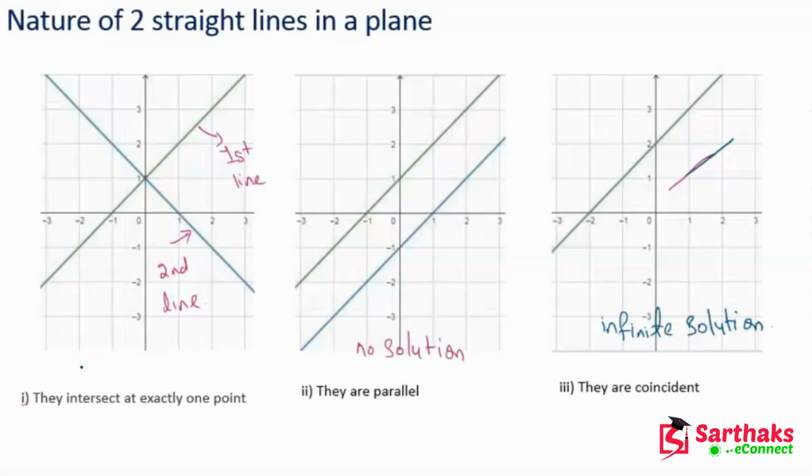So in the first case there is exactly one solution. In the second case there is no solution because they are not intersecting. And in the third case they coincide, meaning there are infinite solutions because they are coinciding like this. So there are a lot of solutions. This is the nature of two straight lines: they may intersect at one point, they may be parallel, meaning there is no intersecting point, or they may coincide. I hope you get this point. Now let's move on.